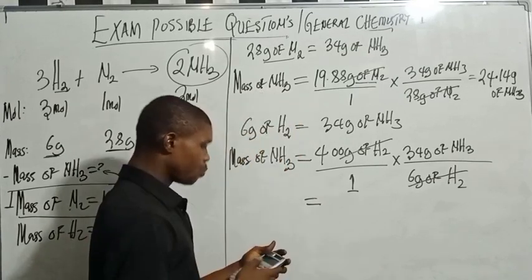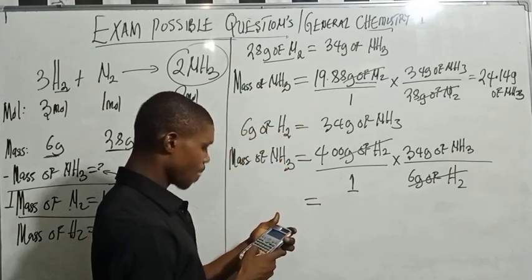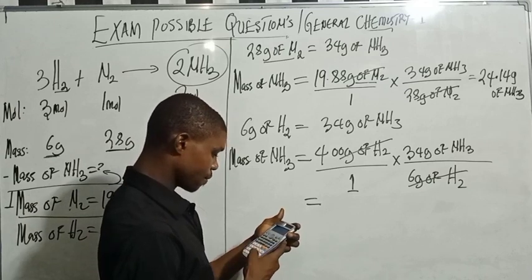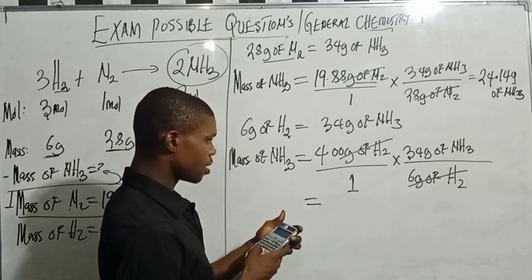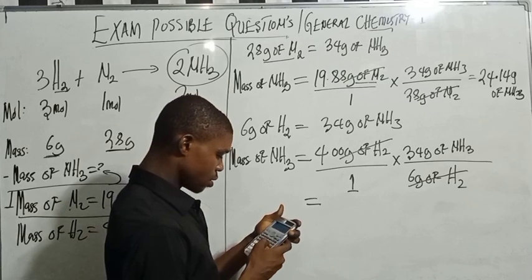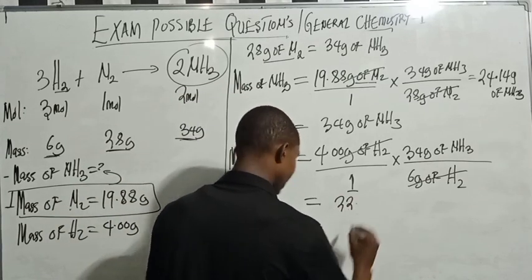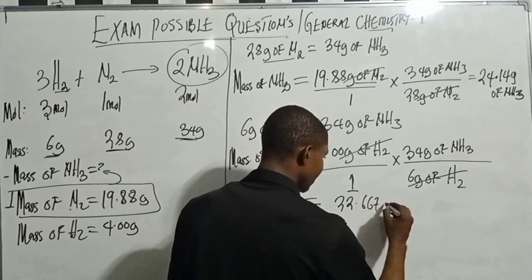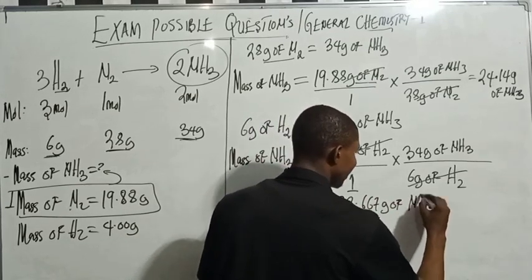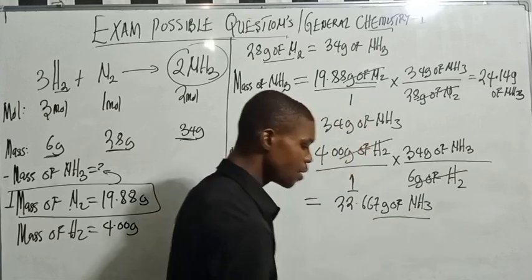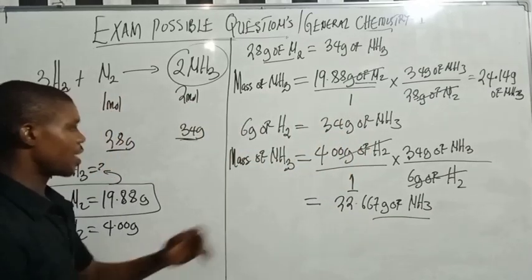So here I want to get my calculator. 4.00 times 34 divided by 6. So here I have 22.667 gram of NH3. Can you see that? So here you can see that.